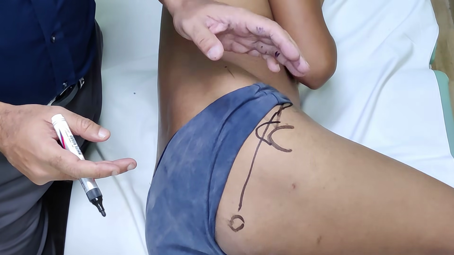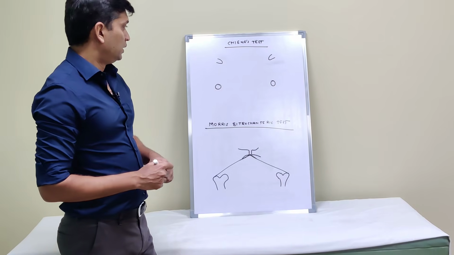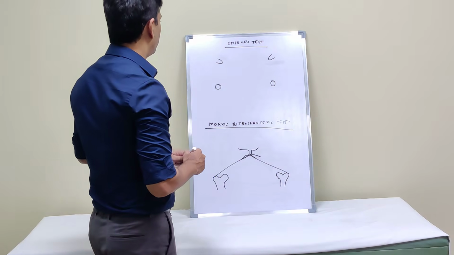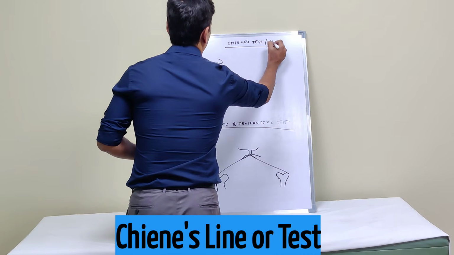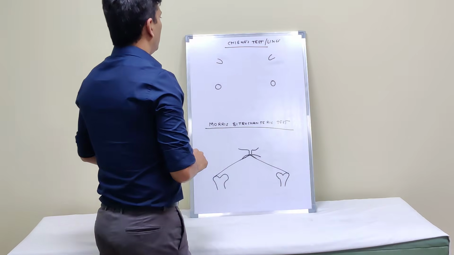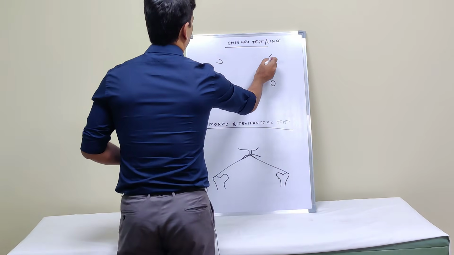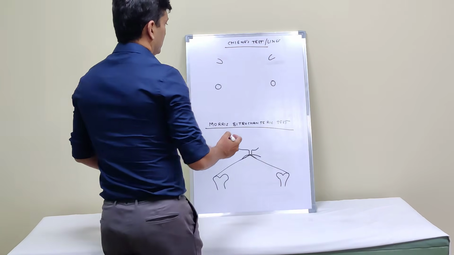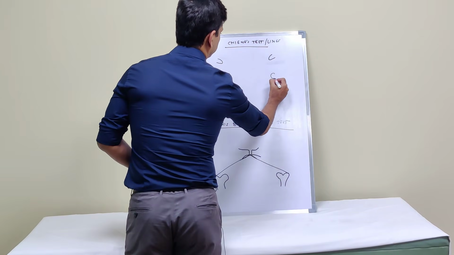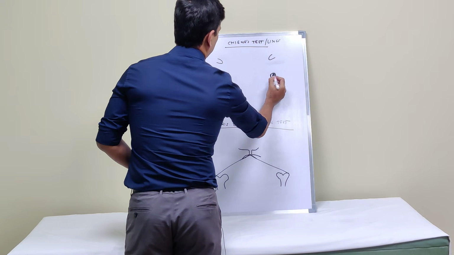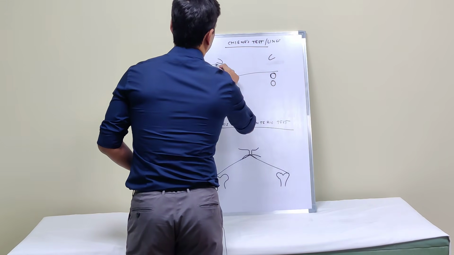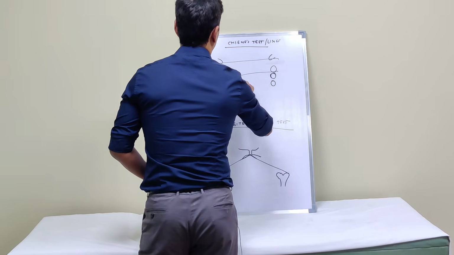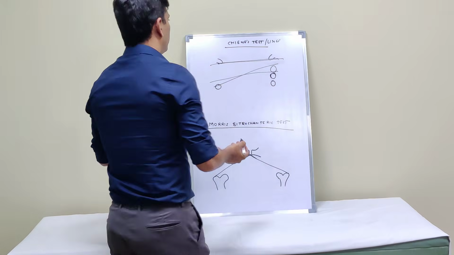So you should know these three lines very well. A few more things I would like to cover here: one is the Chiene's test or line. We talked about it in our deformity section. In that area you will see that the ASIS was going up and down. However, if there is any supratrochanteric or infratrochanteric shortening, if the trochanter goes up, then the line will converge on the affected side. So as the trochanter goes up more, the convergence will become more and more. We have talked about it.